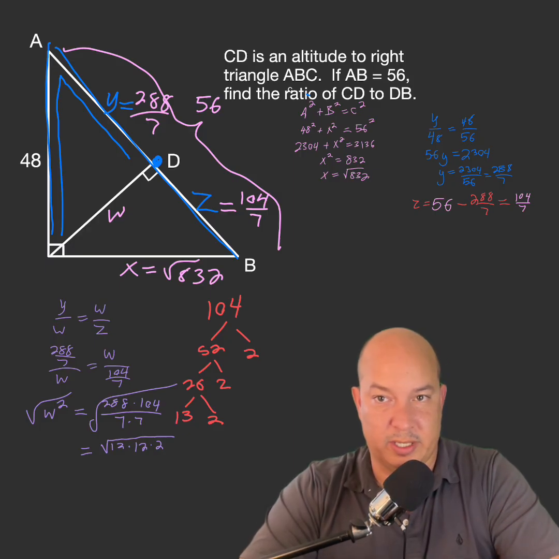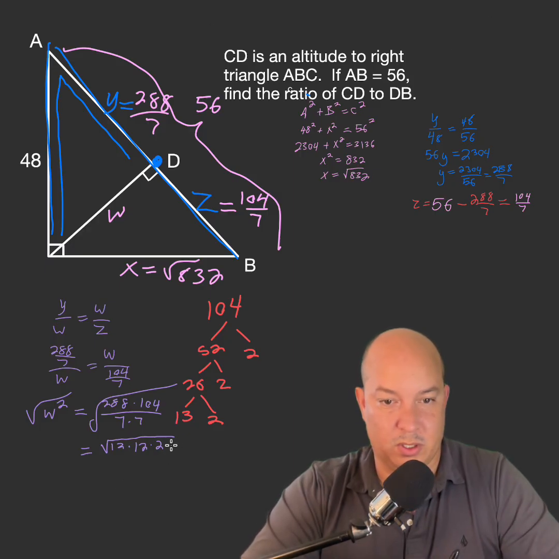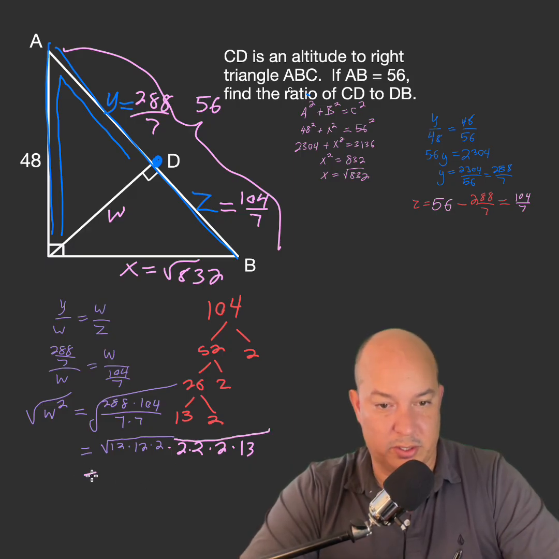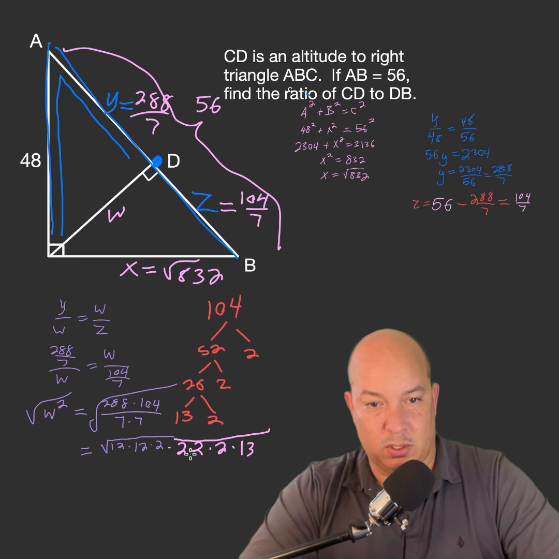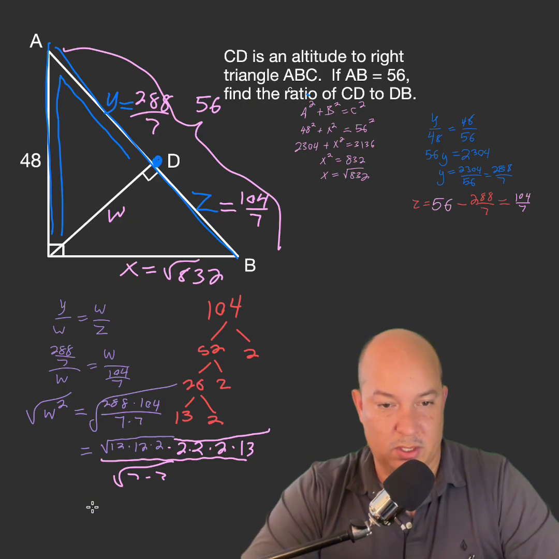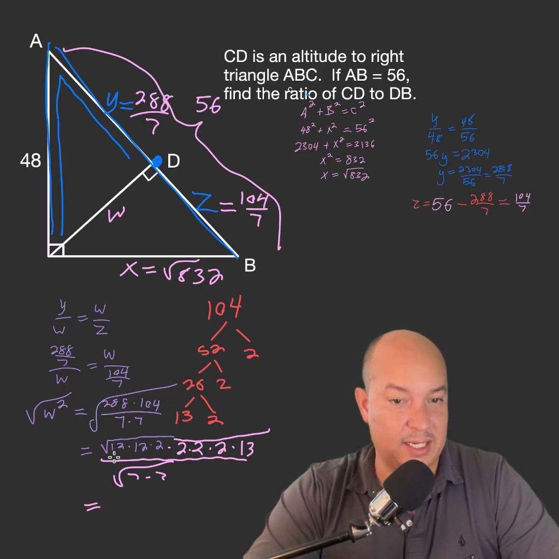So I'm just going to go ahead and write that here. 2 times 2 times 2 times 13. Okay, so we have the square root of all that stuff over the square root of 7 times 7. Okay, so now we can take out any pair of numbers.